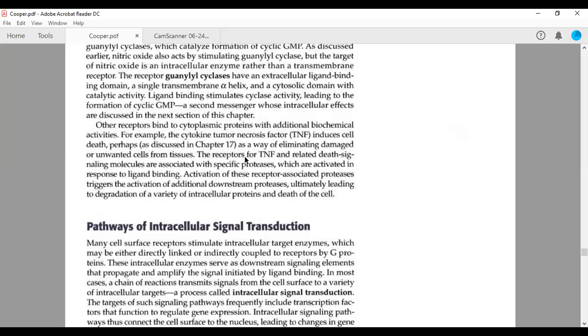Tumor necrosis factor receptor and related death signaling molecules are associated with specific proteases. So actually, these are the fourth category in which these cytoplasmic proteins are interacting with some proteases, which are activated in response to ligand binding, for example, tumor necrosis factor. When it binds to its receptor, it will activate these proteases, and these proteases will degrade various components of the cell. Activation of these receptor-associated proteases triggers the activation of additional downstream proteases, ultimately leading to the degradation of a variety of intracellular proteins, and it will lead to the death of the cell.